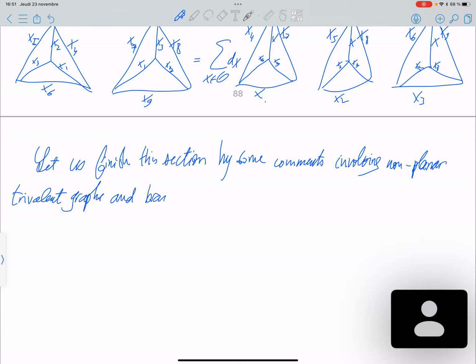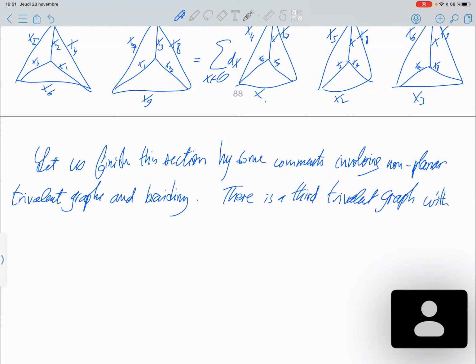So as I said, there is a third trivalent graph with at most 6 vertices, apart from the tetrahedron and triangular prism graph, but it's non-planar. There is a third trivalent graph with at most 6 vertices. So we have an extra one apart from the tetrahedral and triangular prism graph.